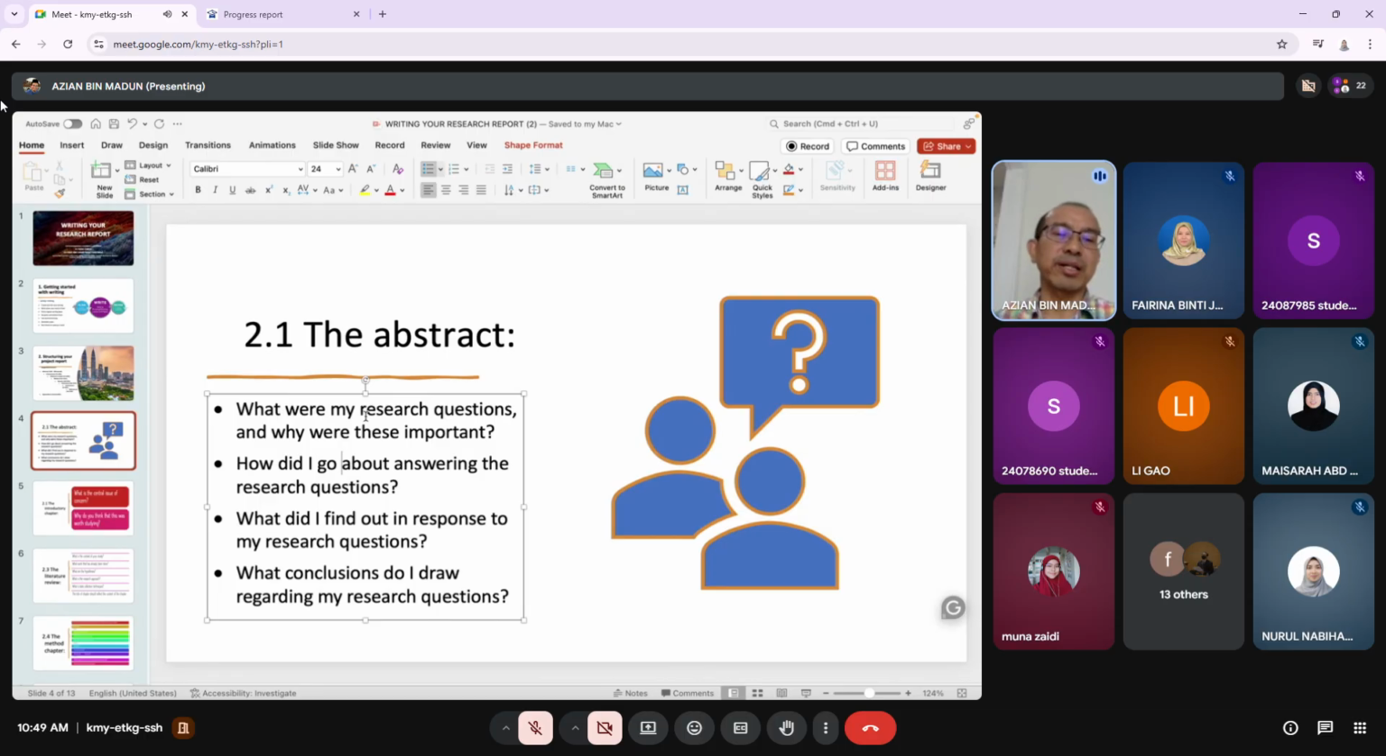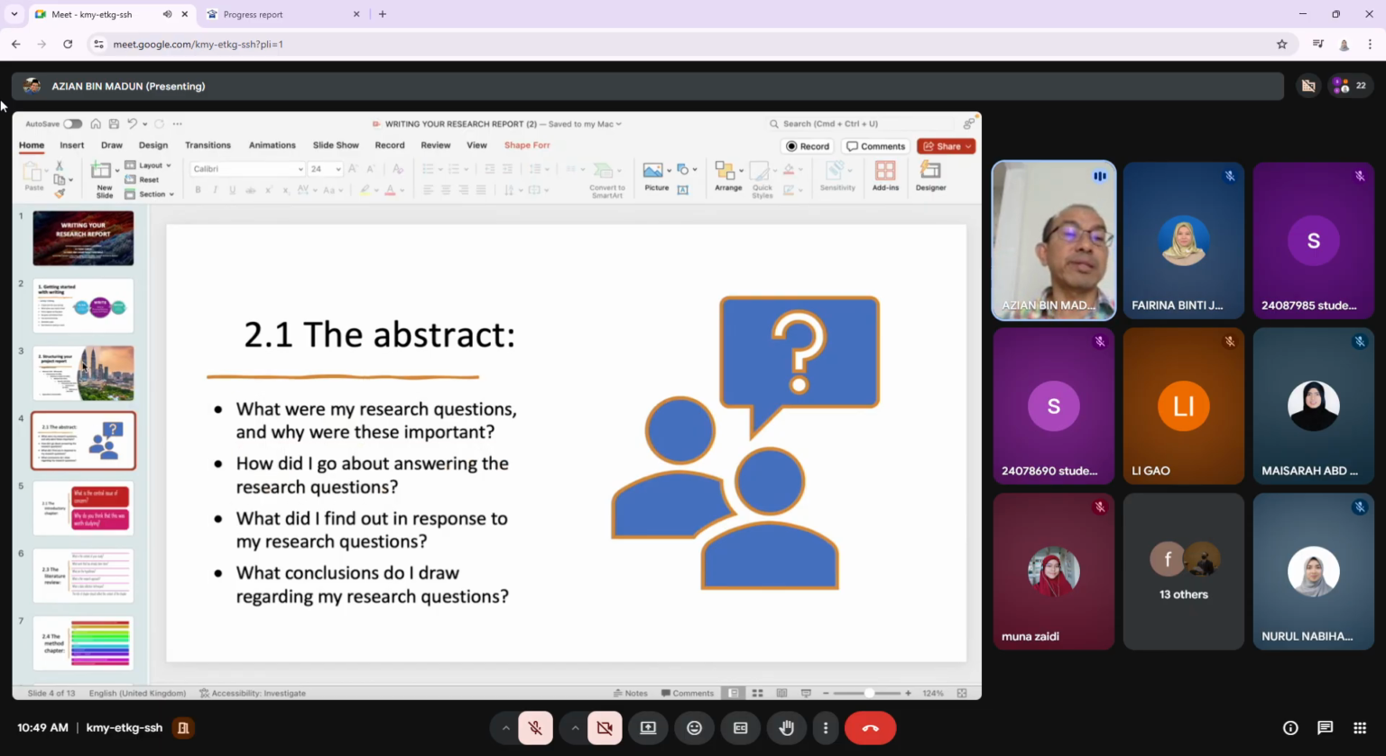Maybe the first two lah. So that means if you look properly, the research question and why it's important is like chapter 1 and chapter 2 combined in two or three sentences. How did I go about answering the research question? It's about your method. Things like that.